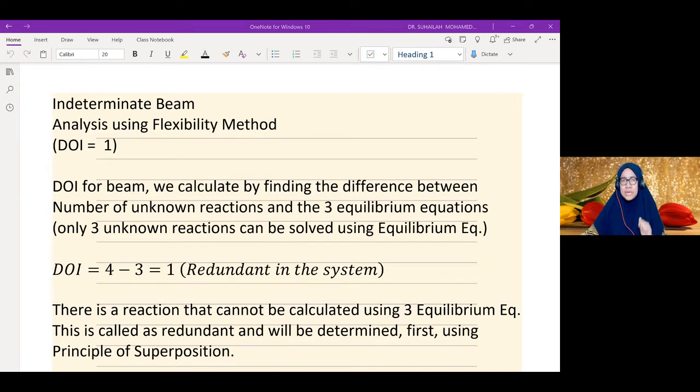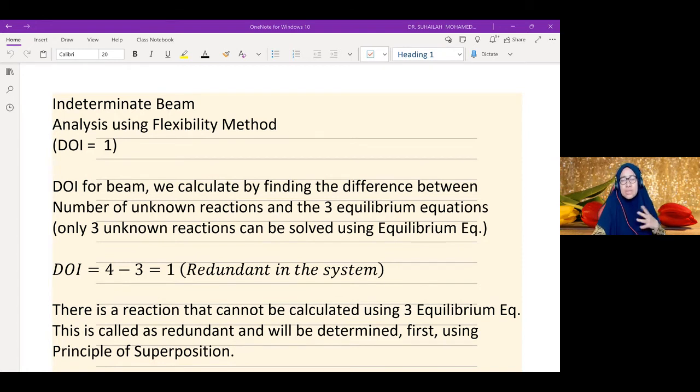One is for degree of indeterminacy equivalent to 1, and equivalent to 2. Redundant is equivalent to 2. So we will do examples considering both DOI equivalent to 1 as well as equivalent to 2, meaning the number of redundants in the system.